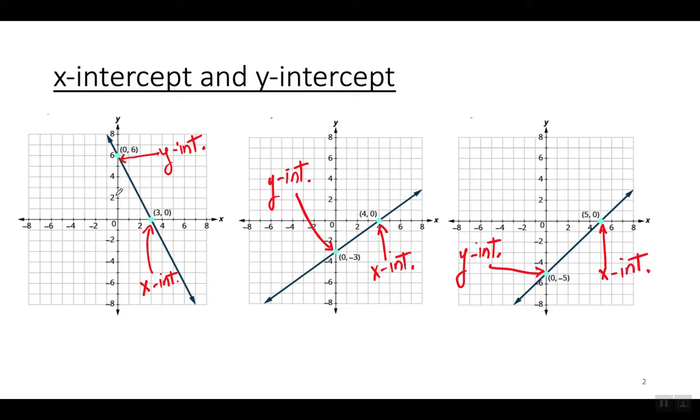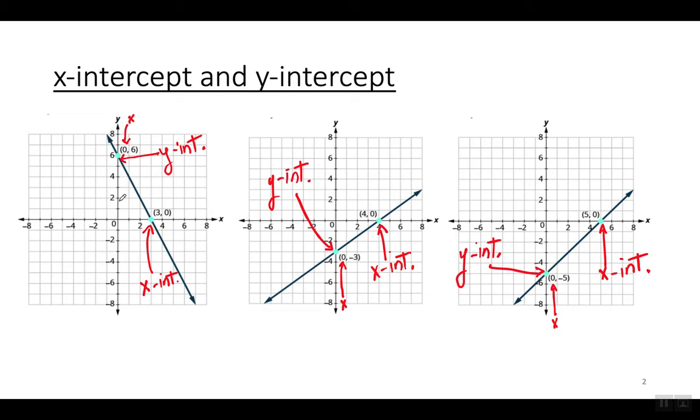Look at the coordinates of the y-intercept. The x-coordinate is 0. Over here, the y-intercept, look at the coordinates. The x is 0. And over here, the x is 0. Okay? Always, for the y-intercept, the coordinate for x is always 0. That's always the case, because the y-intercept is where the line crosses the y-axis.